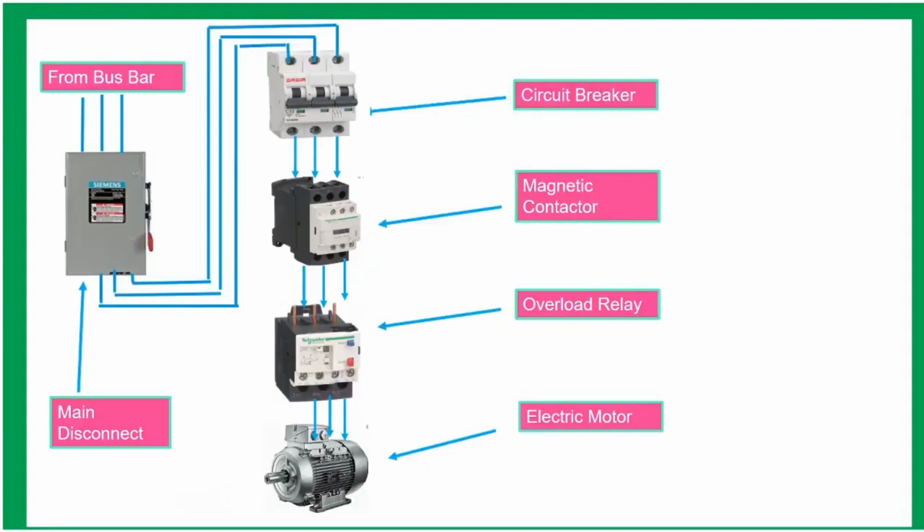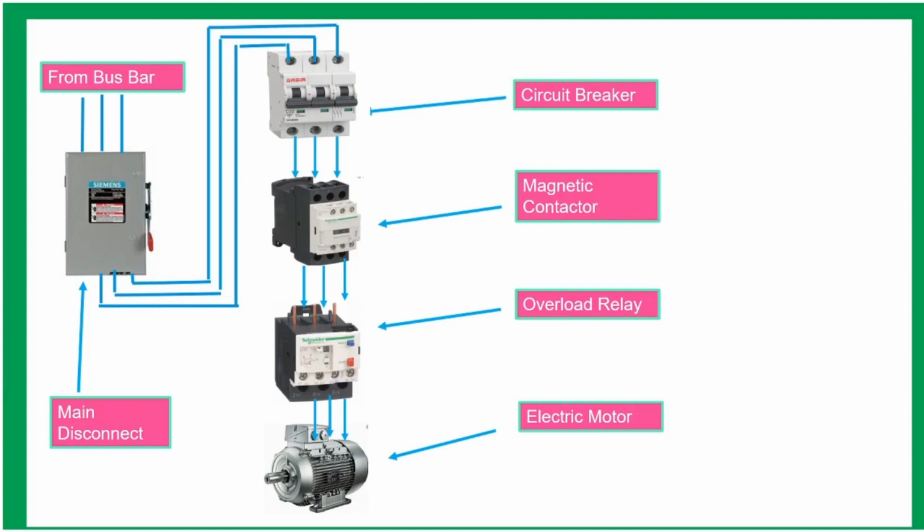This is the usual setup of motor control, from the bus bar going to the main disconnect. The purpose of the main disconnect is to shut off the entire circuit. And the circuit breaker is designed to protect the electrical circuit from short circuit and ground fault circuit interruptions.